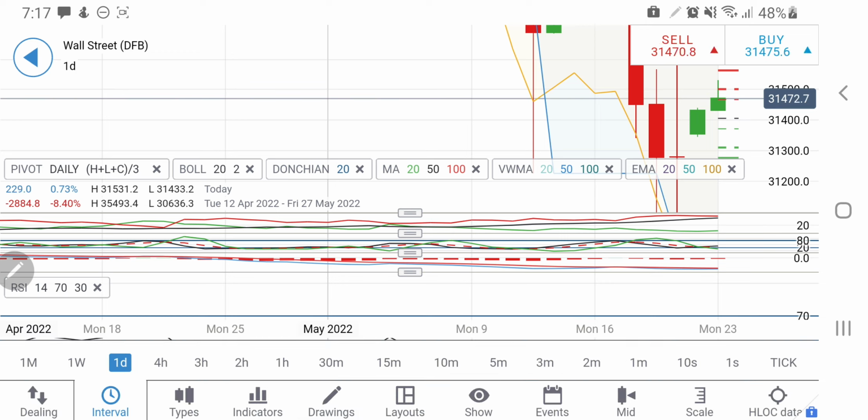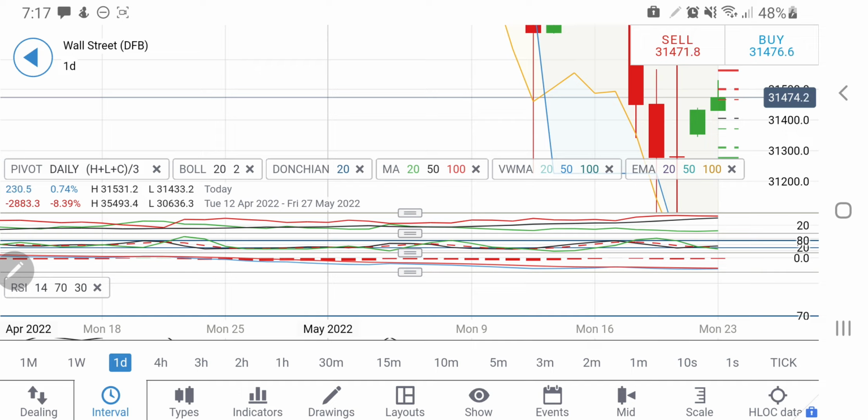Only short entry on US30 is below 31,400. Below 31,400, my target is towards 31,300 and 280. And if that is broken, I don't think that this should be broken today. I don't think that 31,280 should be broken today. But markets do not go as per my thinking.